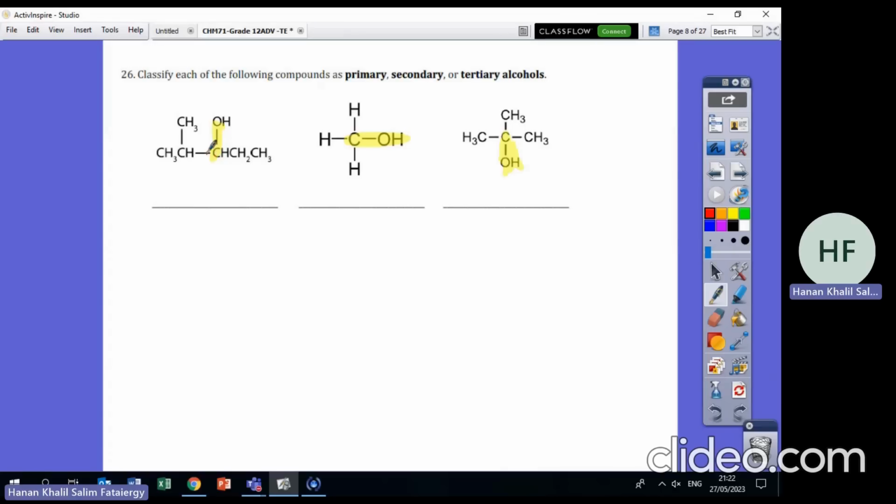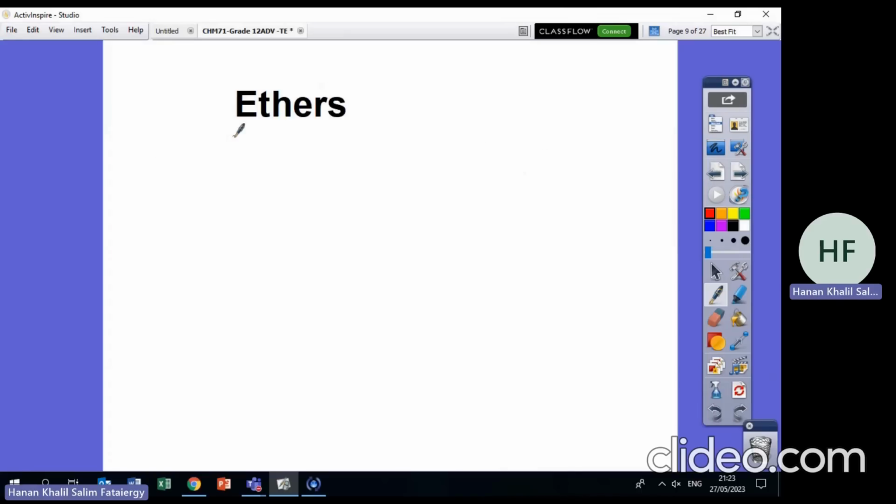Okay, now this C carrying the OH has a C from the right and a C from the left, so this is secondary. This C carrying the OH has no C's around it, this is primary, and this one has 3 C's around it, so this is tertiary. Okay, now we will start with the second group.